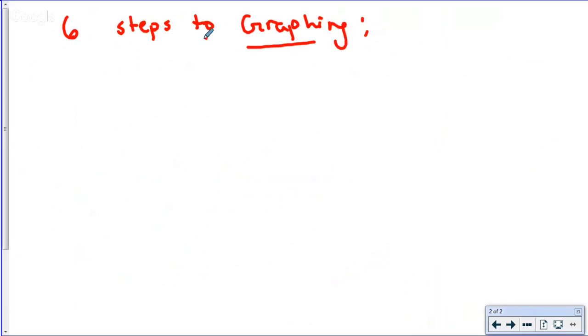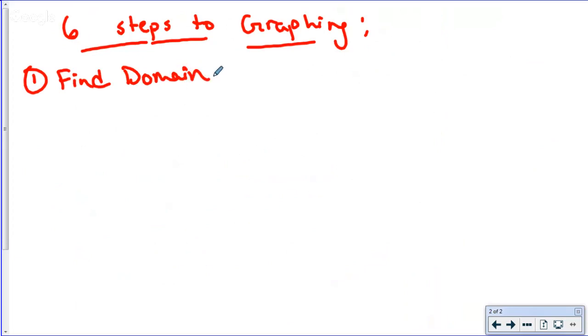When I go to graph these things, there are 6 steps to graphing. When I grade your quizzes and your test questions, I'm going to look for these 6 things. So you may number them 1, 2, 3, 4, 5, 6. Number 1 is find domain. We've talked about finding the domain, what x can and cannot be. That's solely based on the denominator. Remember, you cannot have 0 on the bottom.